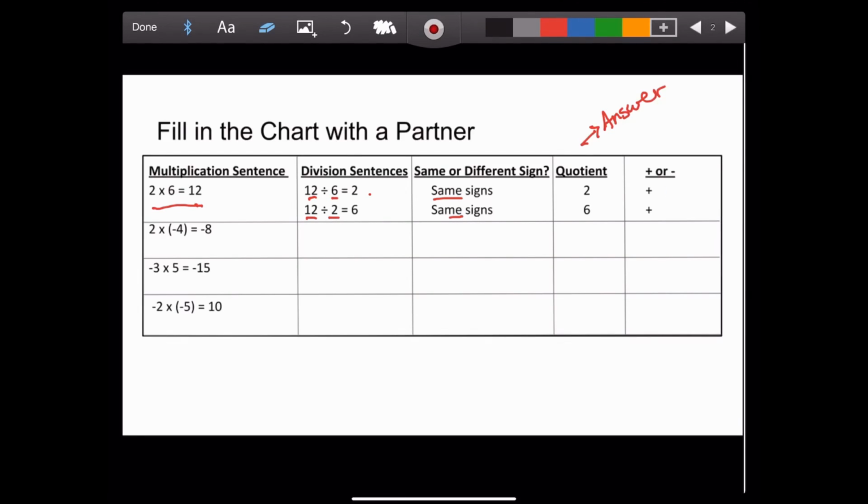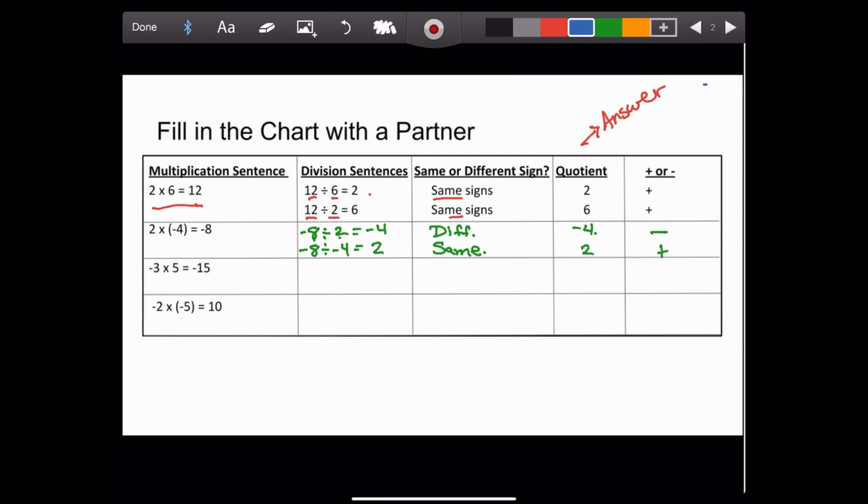So I have here 2 times a negative 4 equals a negative 8. So I have negative 8 divided by 2 equals negative 4. And my other one would be negative 8 divided by a negative 4 equals 2. Okay? Are these the same signs on the top one? Nope, they're different. And then on the bottom, they are the same. My quotient is negative 4, and my quotient here is 2. So when they are different signs, I have a negative answer. When they are the same signs, I have a positive answer.